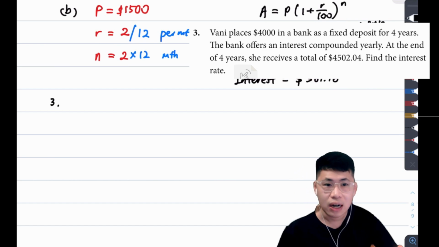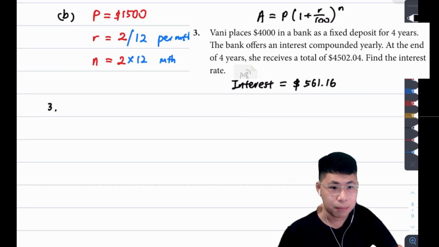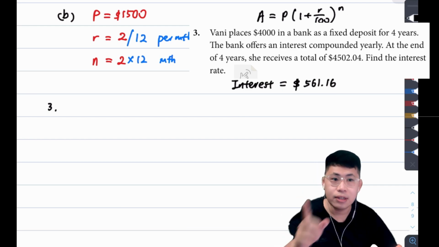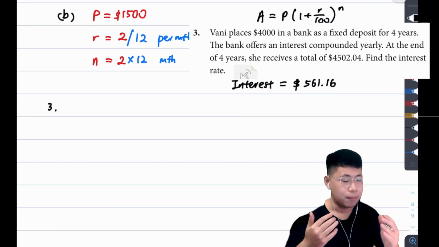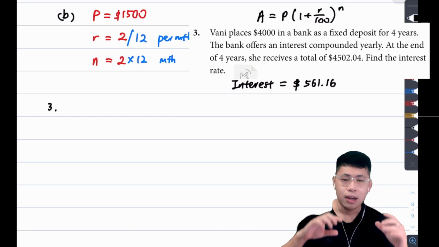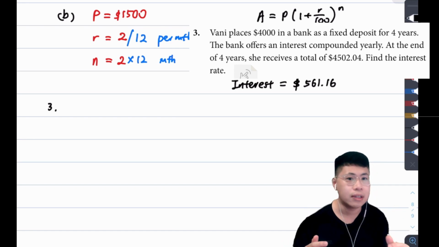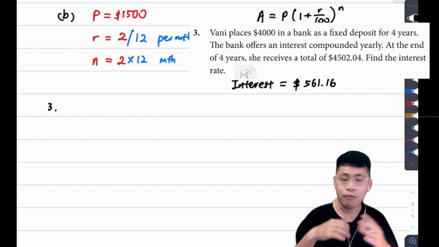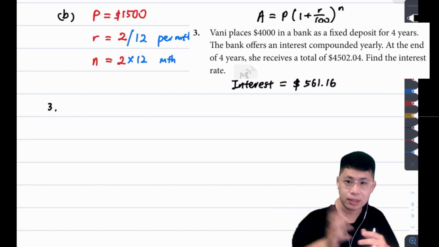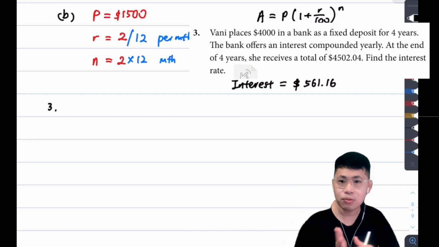Okay, we have Varney placed $4,000 in the bank for 4 years. The bank offers an interest compounded yearly. So this is important. The period or the timing that we compound is a bit sensitive, whether we compound yearly, half a year, or every month. Okay, and we need to adjust the R and the N appropriately, right? But this one we are safe. At the end of 4 years, she received this amount of money. So find the interest rate.